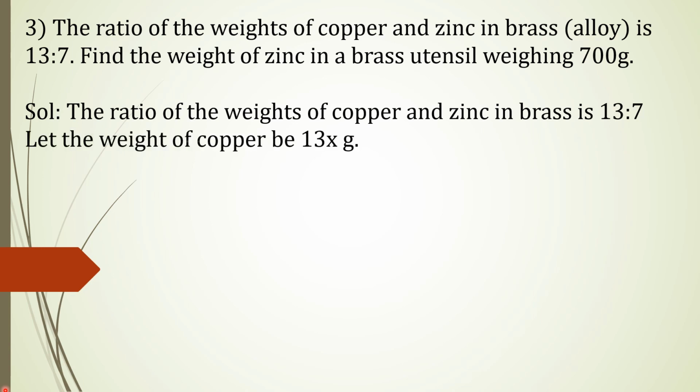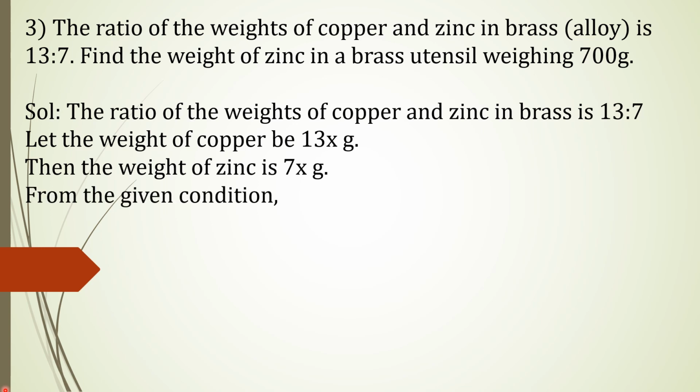So let the weight of copper be 13x gram and the weight of zinc be 7x gram. Okay, we have assigned the variable. Now it is said that by mixing both this copper and zinc, the total weight of the utensil which is made is around 700 gram. So from the given condition, you will add, that is 13x plus 7x equal to 700. By mixing both the weight of copper and zinc, the brass utensil weighs 700 gram.